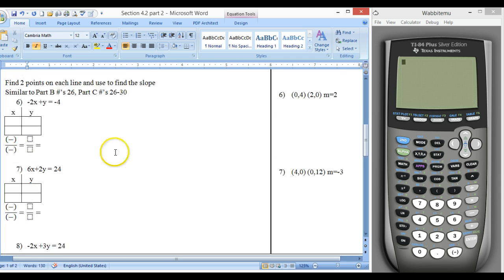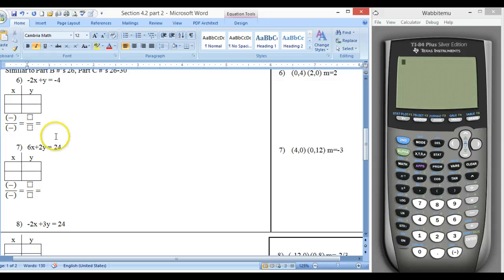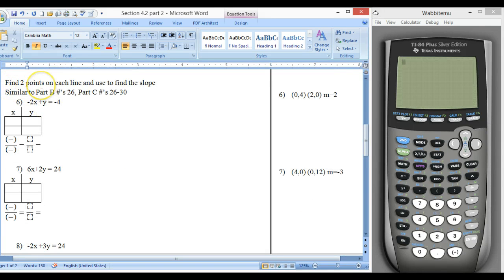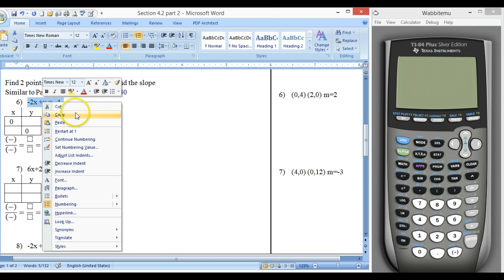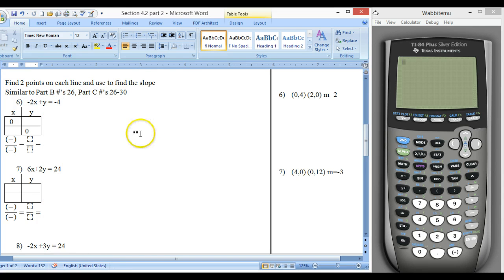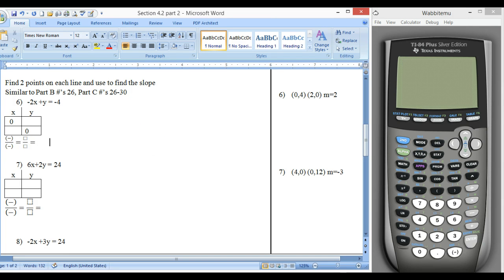Okay, let's move to number 6. Number 6 says find 2 points on each line and use it to find the slope. And like in part 1, my favorite ones to plug in are the x and y intercepts. So I just plug in 0 because it makes it so much faster. So I don't have room over here. Well, let me come over. Nope. We'll have to do it on this line.